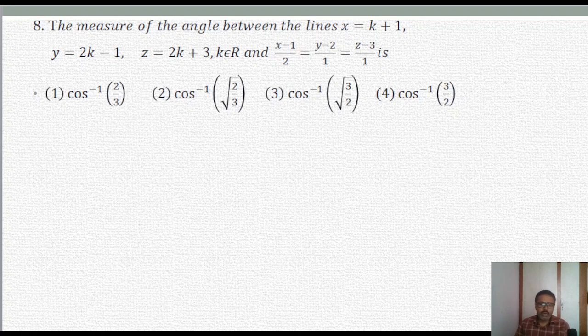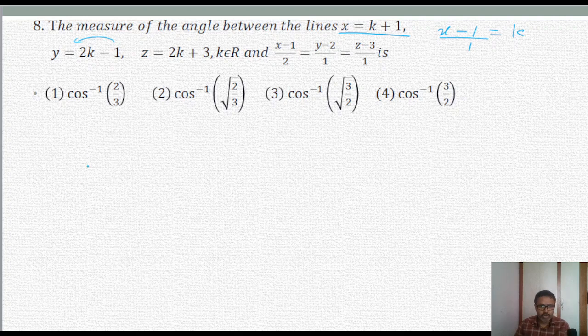For the first one, let us write the first line in the standard form. They have given the coordinates x, y, z. Let us write the equation. I will tell you how to write this. x is equal to k plus 1. I can write this as x minus 1 is equal to k. I can write x minus 1 divided by 1 is equal to k. Similarly here, shifting 1, y plus 1 divided by 2 is equal to k.